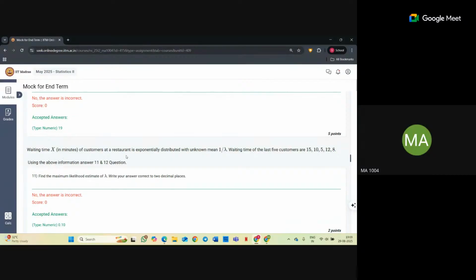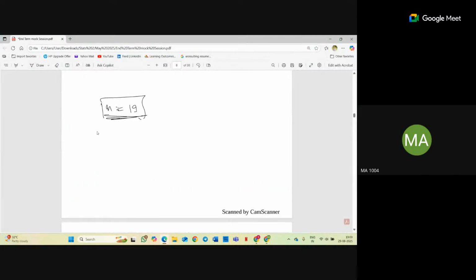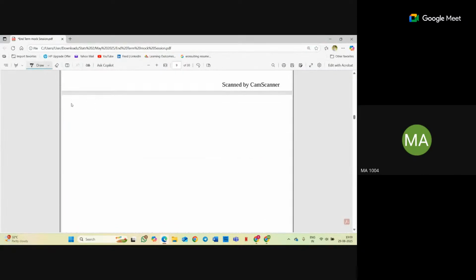Waiting time X of a customer at a restaurant is exponentially distributed with unknown mean 1 by lambda. Waiting times of the last 5 customers are given. Find the maximum likelihood estimate of lambda. The same process. My X is following an exponential with lambda as the parameter. So what is the PDF? Lambda times e to the power minus lambda x. For maximum likelihood, I need to find the likelihood function first.